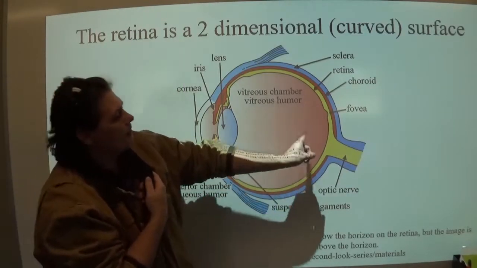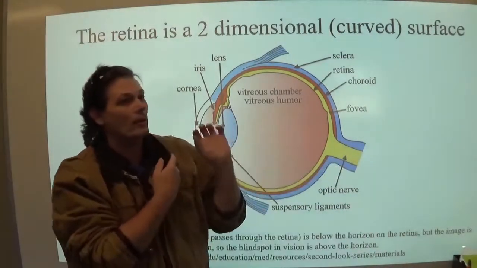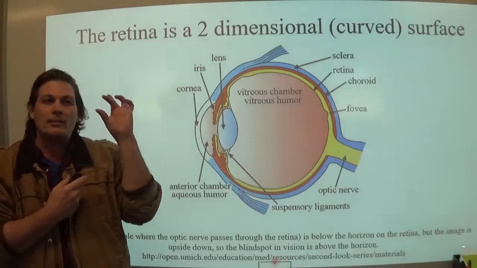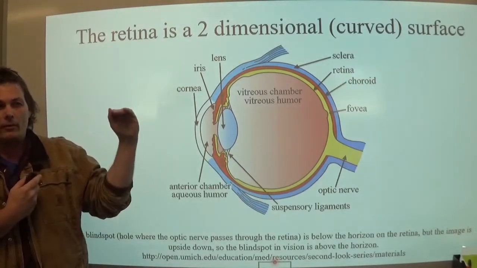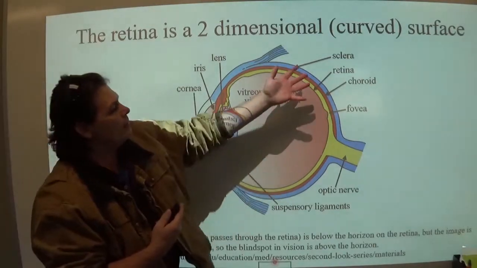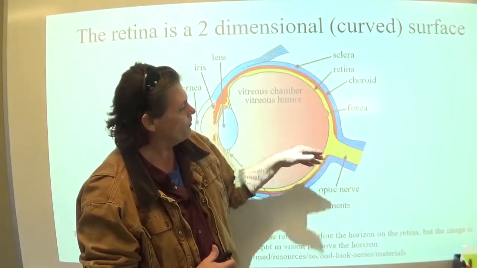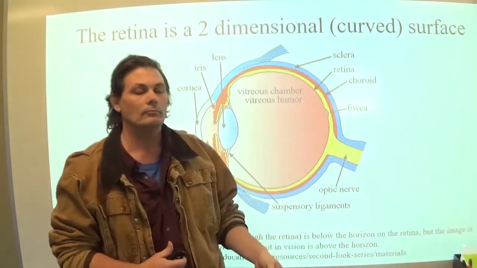You've also got an optic nerve here that goes through the back of the retina. And because it has to pass through the retina, we all have a blind spot. That blind spot's going to be a little bit higher than the horizontal plane, off to the outside. But because the picture on the back of the retina is upside down, where it passes through, the optic nerve is actually below on the retina.